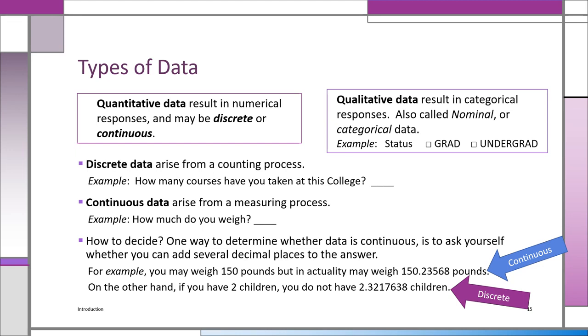You can't do that with children. I'll get back to the example on the slide now. You can't say, well, I have 2 children, but it's really 2.3217638. No, of course not. So the question about children, that's discrete data. The question about weight, that's continuous data.